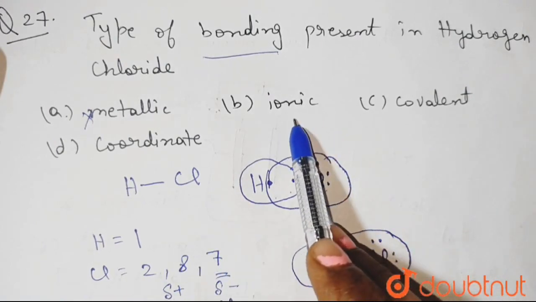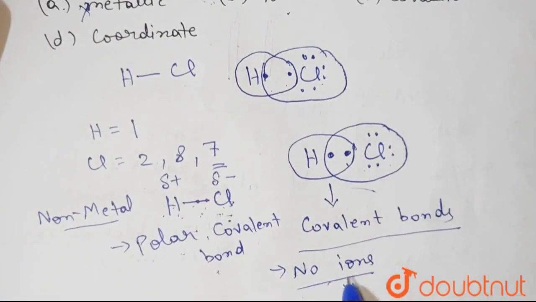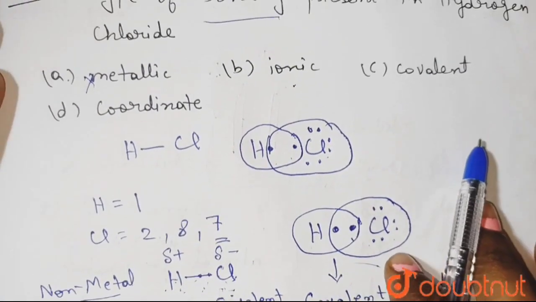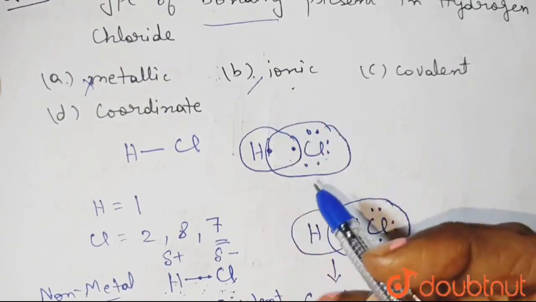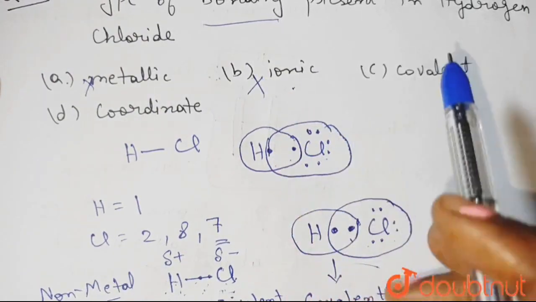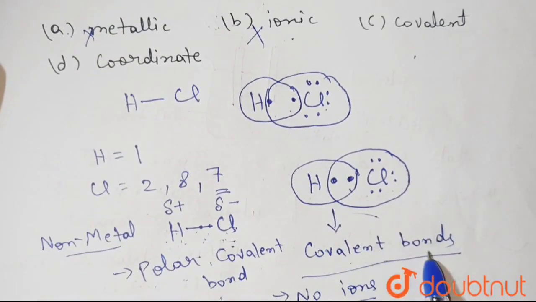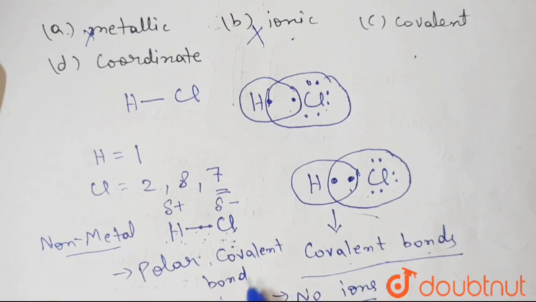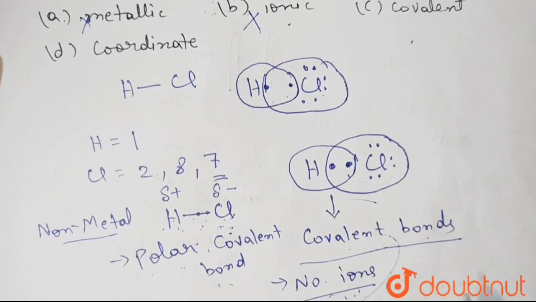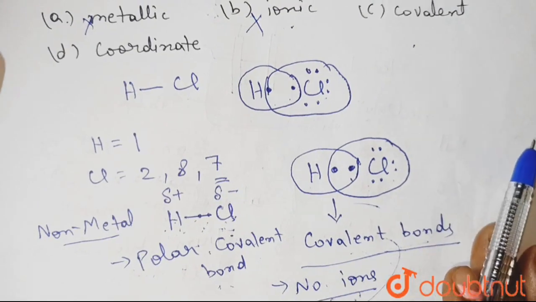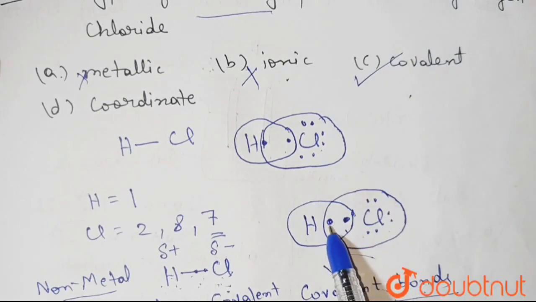Now option B is what? Ionic, right? I just told you that this is not an ionic bond. Why? Because no ions are being generated. Since no ions are being generated, ionic is also not the correct answer. Covalent bond, yes. Our HCl has a covalent bond in it, or more precisely we say it has a polar covalent bond. But no ions are being formed. That's why this is not an ionic bond. So your correct answer is option C, that is covalent bond.